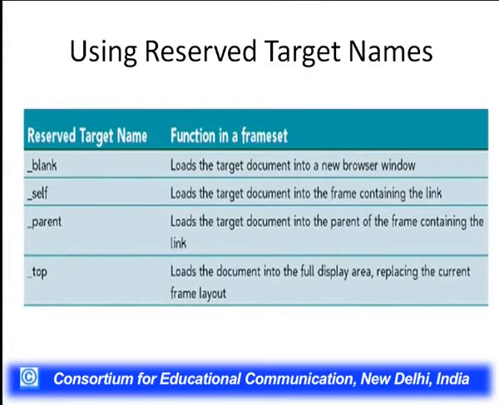If you write target equals underscore parent, it loads the target document into the parent of the frame containing the link, that is, into the frame set above it. And if you write target equals underscore top, it loads the document into the full display area replacing the current frame layout. So, on the same window the file will open, all the frame structure will be removed, and you will see only the linked file. All these reserved target words can be used for this purpose.